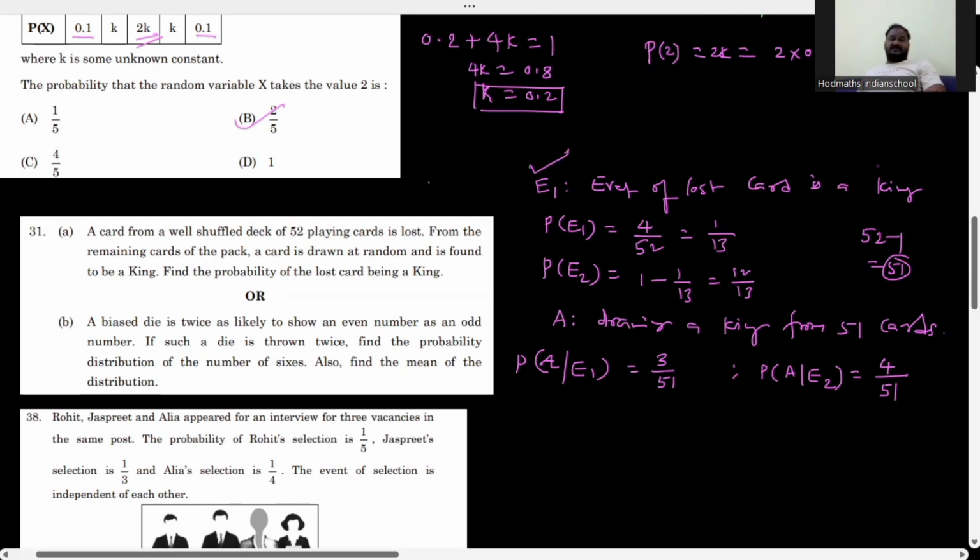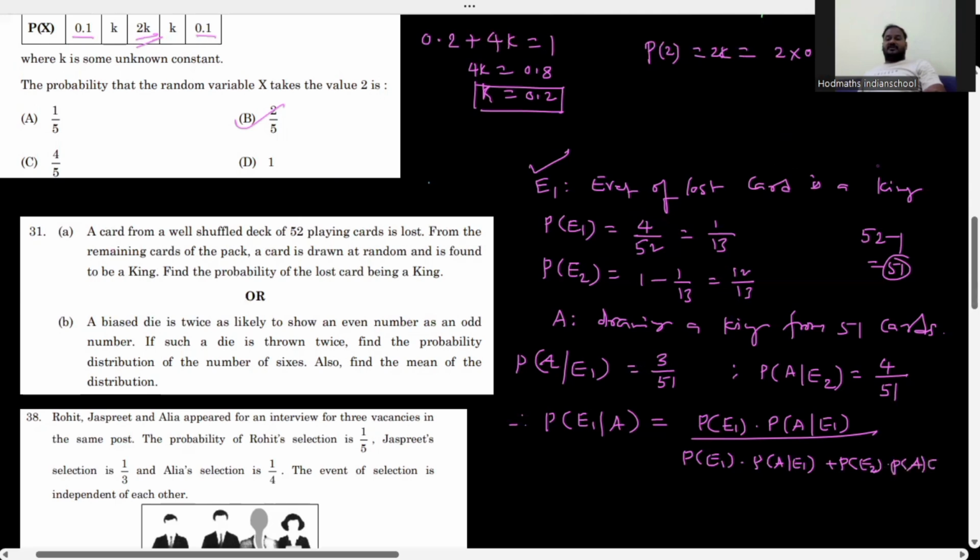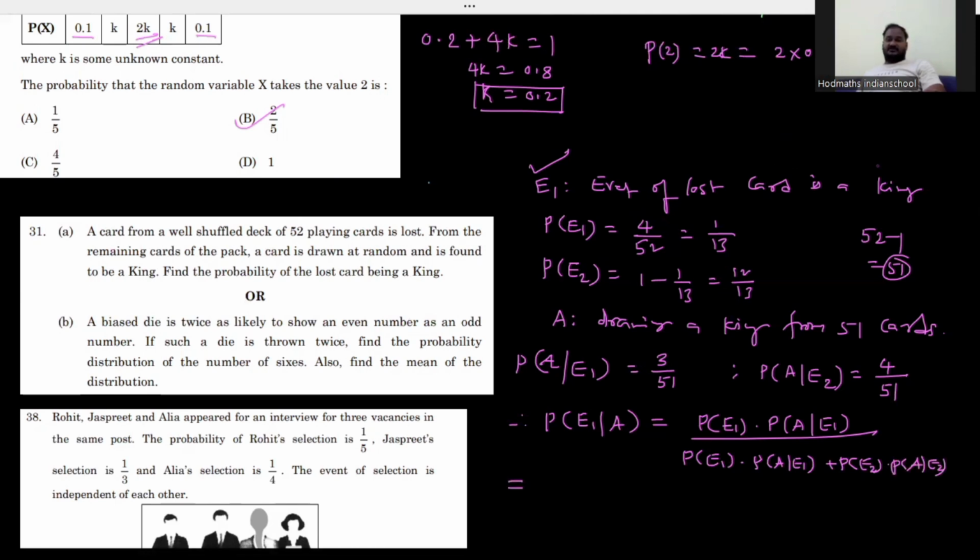Last card being a king is nothing but with respect to E1 you will have to find. Therefore, what is the probability of E1 given A? Probability of E1 given A is equal to probability of E1 into probability of A given E1, divided by the total probability. Probability of E1 into probability of A given E1 plus probability of E2 into probability of A given E2. So when you substitute all the values, what is the probability of E1?